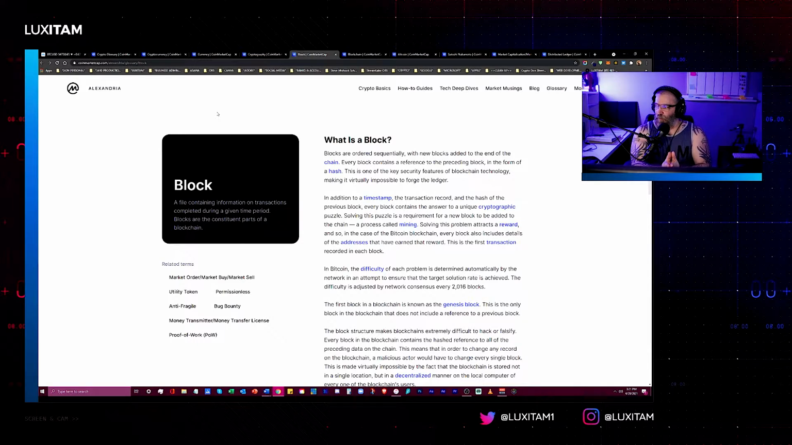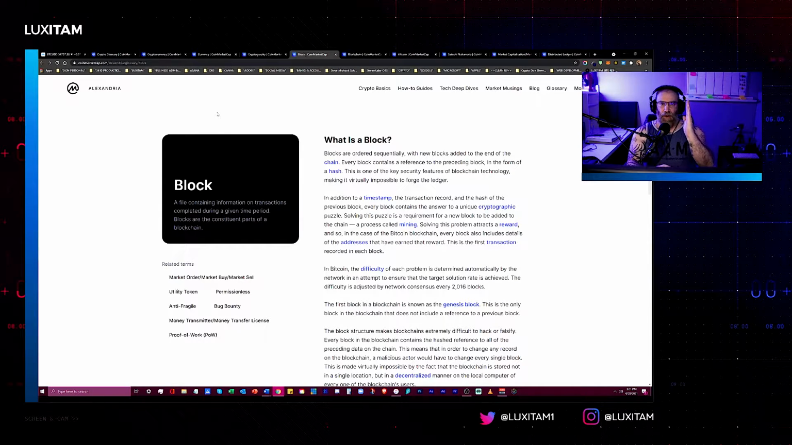Block. A file containing information on transactions completed during a given time period. Blocks are the constituent parts of a blockchain. So you have a block, and then the next block is built. The block that's built next is built after this.